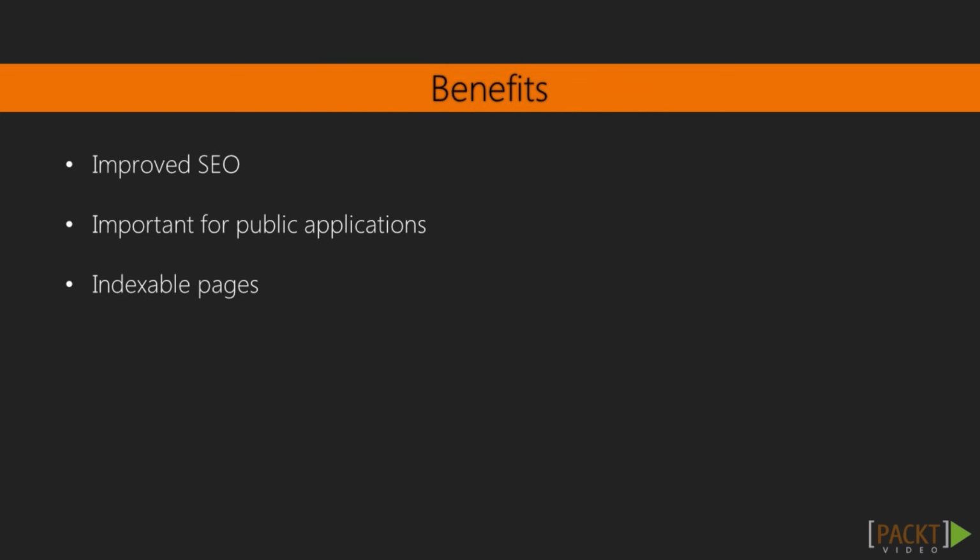Isomorphic applications provide a few benefits compared with normal applications. One of them is improved search engine optimization, SEO. This can be very important if your application is public-facing. As the contents are rendered as HTML, the search engines can index and rank your pages.